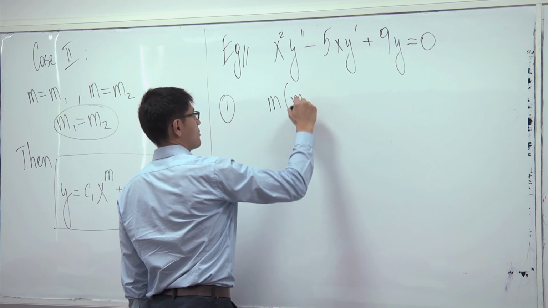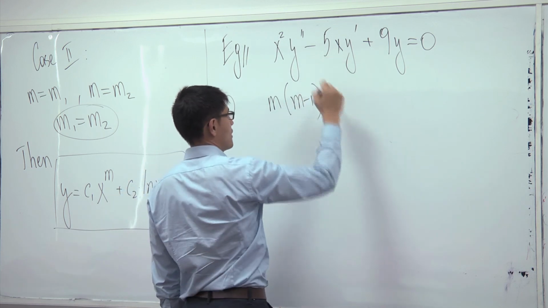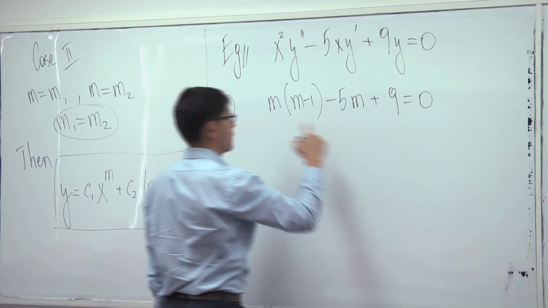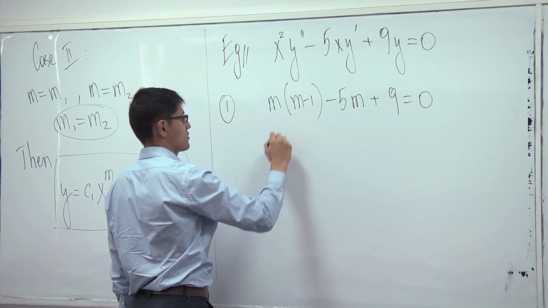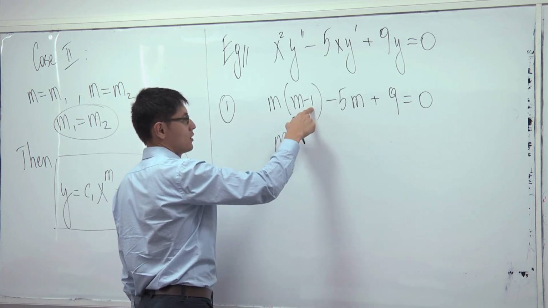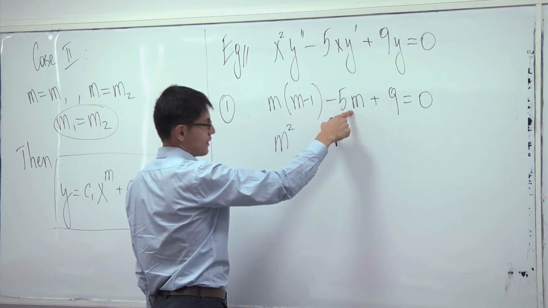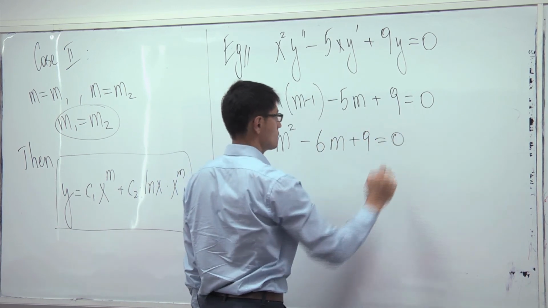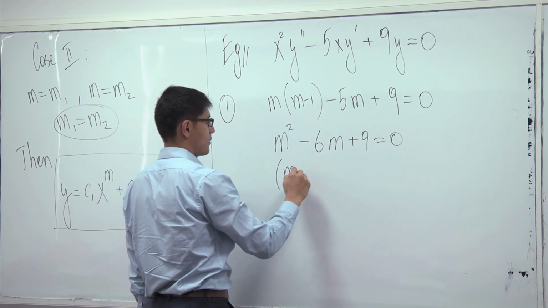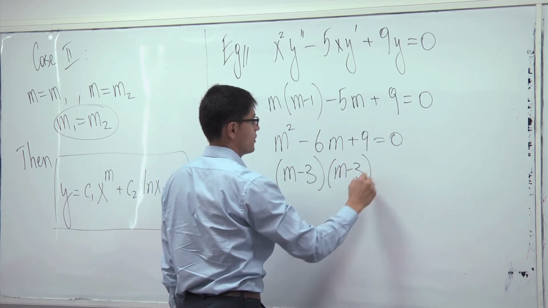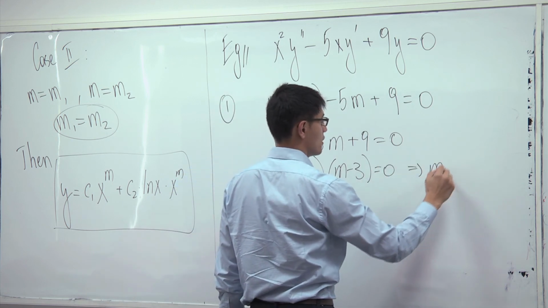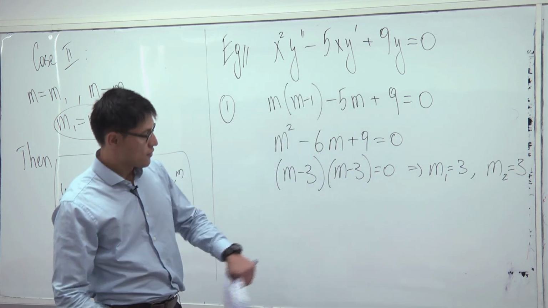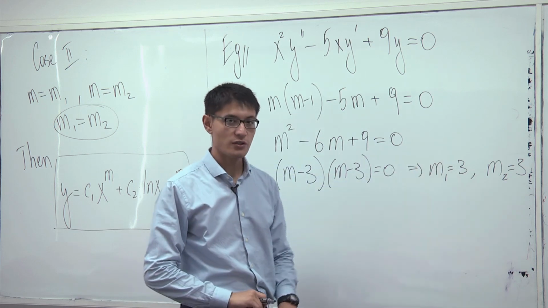So we have m times m minus 1. A is minus 5, so it's minus 5m plus b, which is 9. Let's simplify this. M times m is m squared. M times minus 1 is minus m. Minus 5m together is minus 6m plus 9. So this factors as m minus 3 times m minus 3. So we get 2 solutions, m equals 3 and m equals 3. So this is the case when I have repeated solutions.